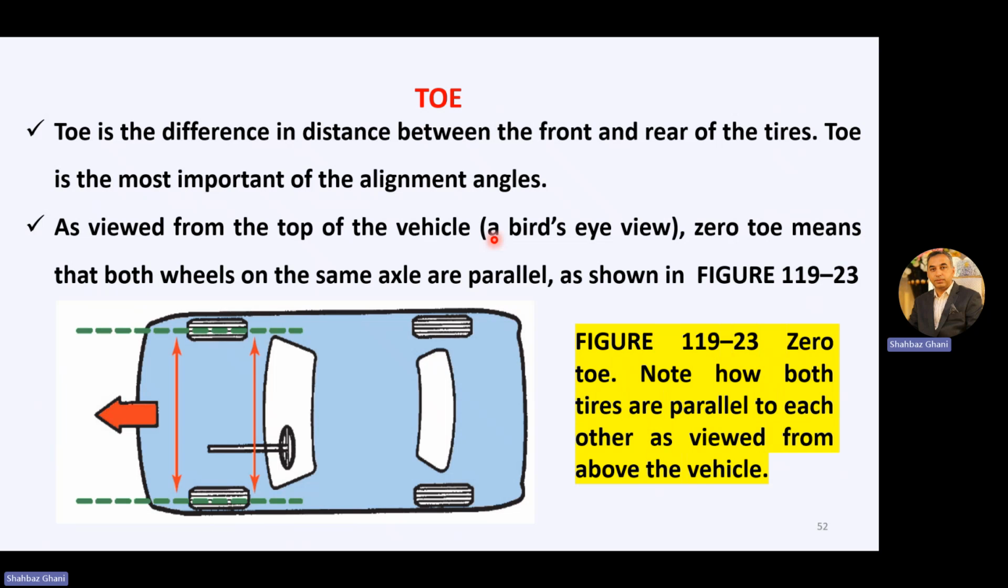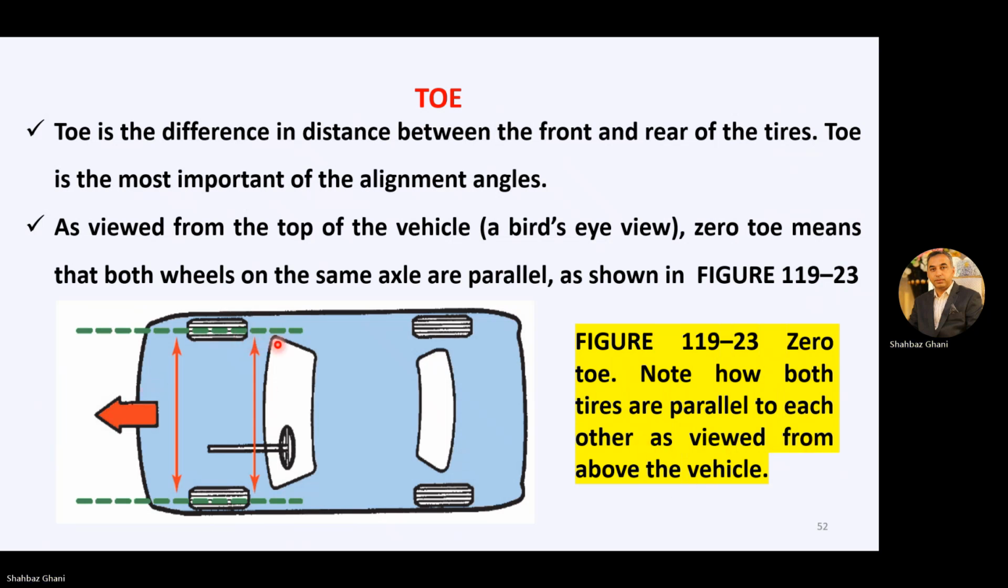The third alignment angle is the toe angle. Toe is the difference between the front and the rear of the tires. Toe is the most important of the alignment angles. As viewed from the top of the vehicle, a bird's eye view, zero toe means both wheels on the same axle are parallel as shown in this figure. Zero toe, note both tires are parallel to each other as viewed from above.